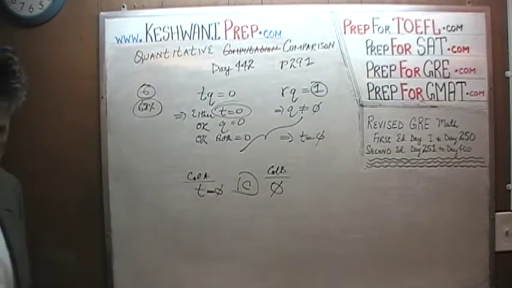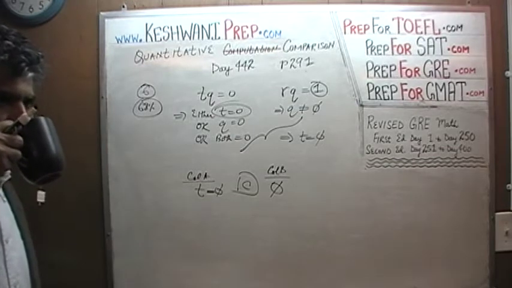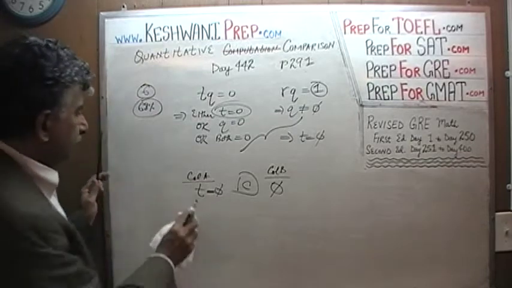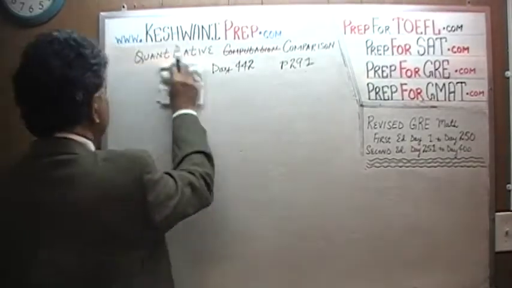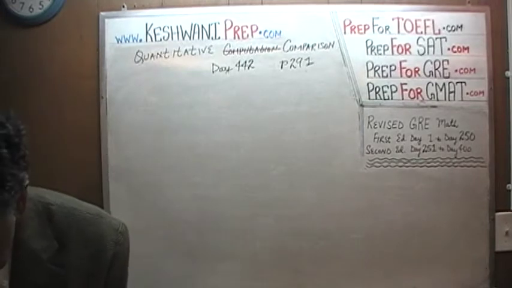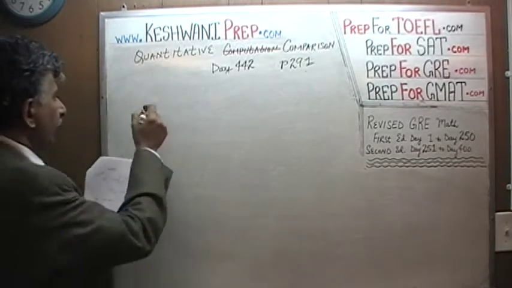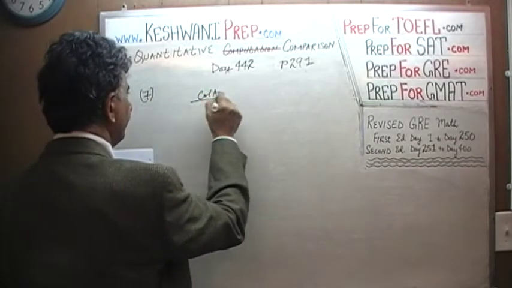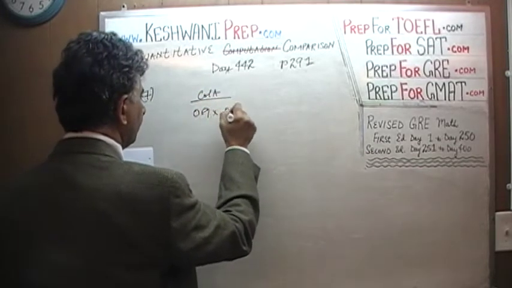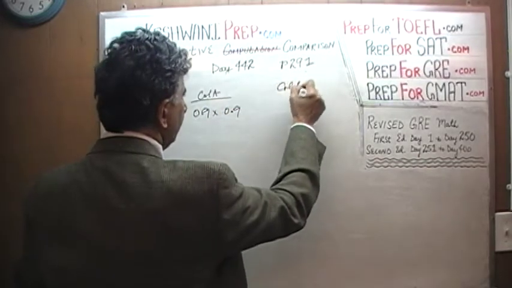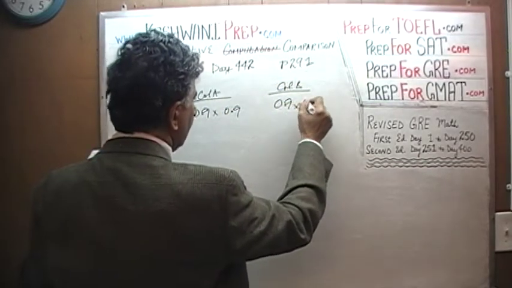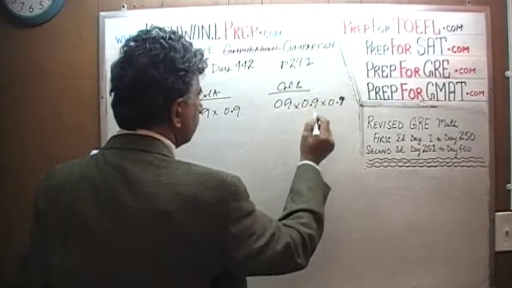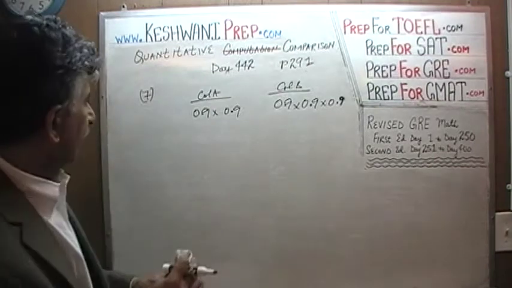Question number 7. We are given column A, 0.9 times 0.9, and in column B, we are given 0.9 times 0.9 times 0.9. That's all.